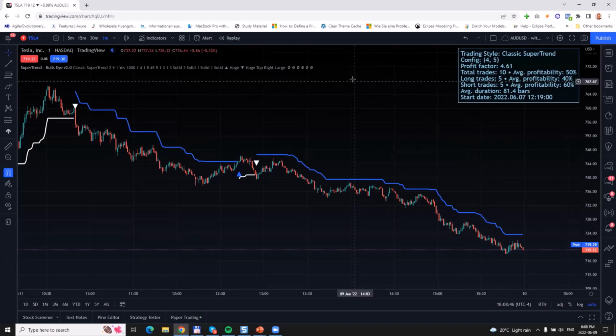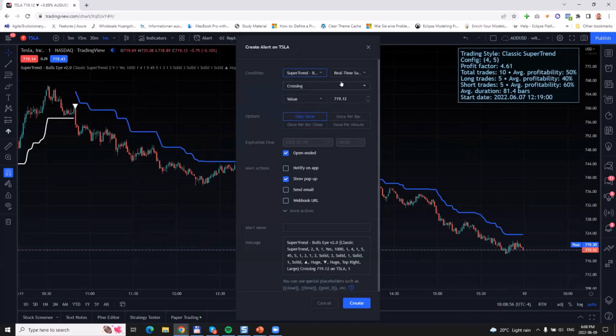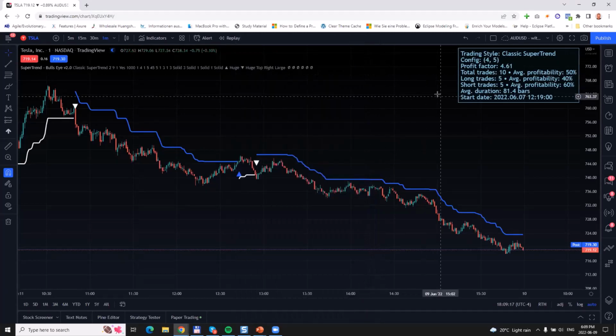And just one more thing, we have also integrated an alert function for you. All you need to do is to click on the alerts tab up here. You pick under condition Super Trend Bullseye, and then you can pick which alerts you are interested in, for example, a buy signal or a sell signal. And then you can define how you would like to be notified whenever such a signal occurs. Okay, so this is Super Trend Bullseye for TradingView.